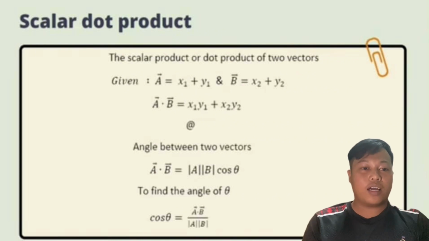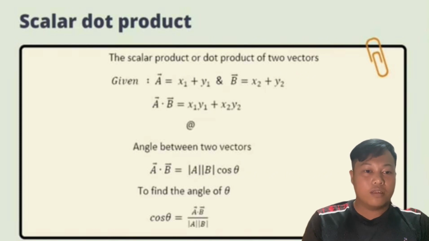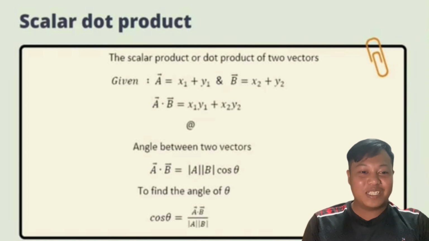Scalar dot product. The scalar product or dot product of two vectors is given as follows. Vector A equals x1 plus y1 and vector B equals x2 plus y2. So vector A dot vector B equals x1 x2 plus y1 y2.